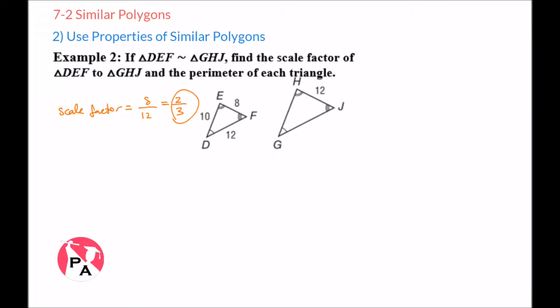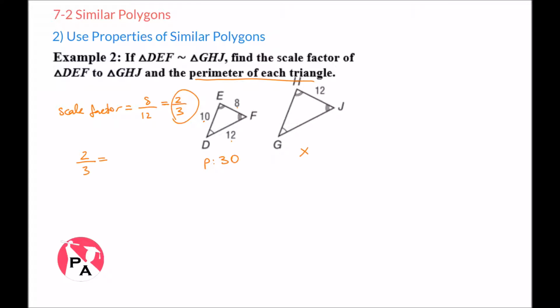So this scale factor is going to be equal to the ratio of the perimeters of the triangles, right? So how do you find the perimeter of this small triangle? Add the sides all together. 10 plus 8 is 18, plus 12 is 30. And the perimeter of this one, let's say, is x. We don't know what that is. So the scale factor between the triangles is 2 over 3.